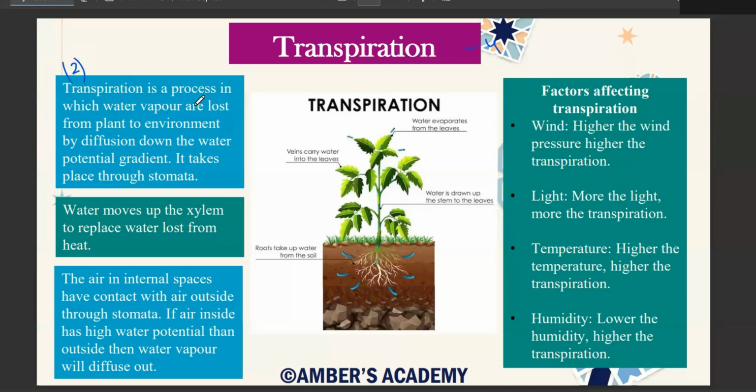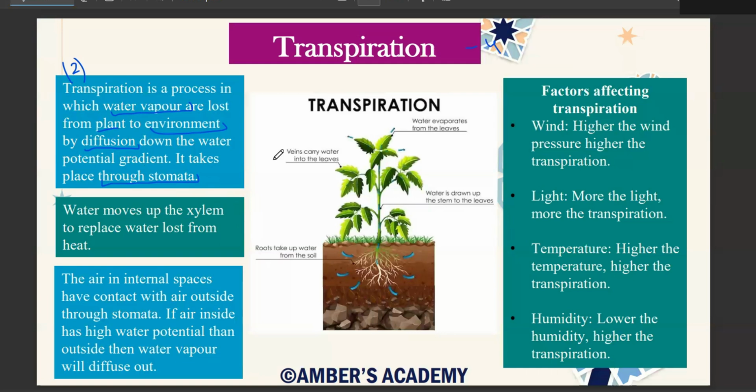Okay, so for transpiration you need to start off by explaining what exactly transpiration is. You need to mention that transpiration is a process in which water vapors are lost from the plant to the environment by diffusion. So number one, water vapor is lost from the plant to the environment by the process of diffusion down the water potential gradient, and this process takes place through stomata, which are present in the lower epidermis. Okay, so transpiration is a process in which water vapor of the plant is lost to the environment by the process of diffusion.